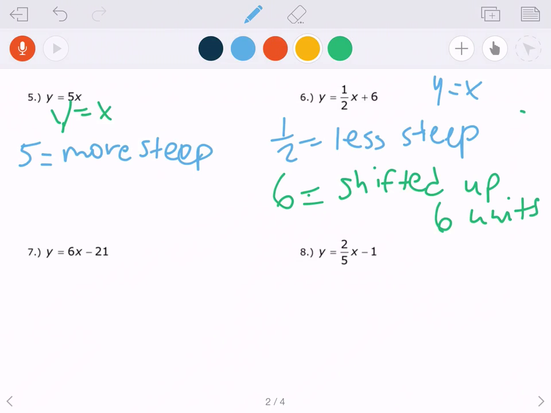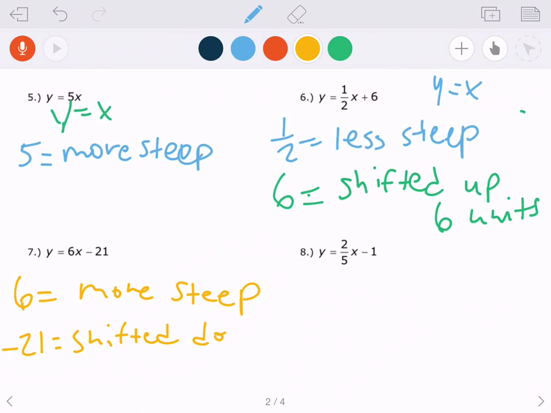Moving on to number 7, a slope of 6 is going to be more steep than the parent function. 6 is going to be a much steeper slope than 1. And a y-intercept of negative 21, it's going to be shifted down 21 units.